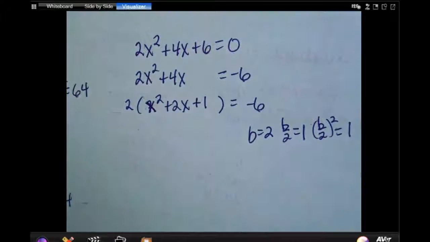Now listen to me. Everybody write this down and then watch. Did y'all write this down? Okay. So I put the 1 there because that's my b over 2 squared, correct? But what did I divide this side by? So how much did I really add? I added 1 times 2, which is 2, correct? So what do you think I have to add to this side? I have to add 2. So whatever you add in here, you have to multiply by the outside number to add to the other side. That's the only difference.